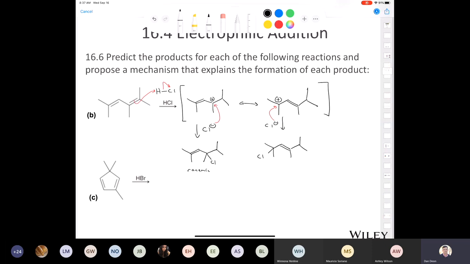So those two products. Now, is there anything else that I could get in this reaction? And the answer is yes, okay? What if I added my HCl to this bond over here? Could I do that? Absolutely, I could.